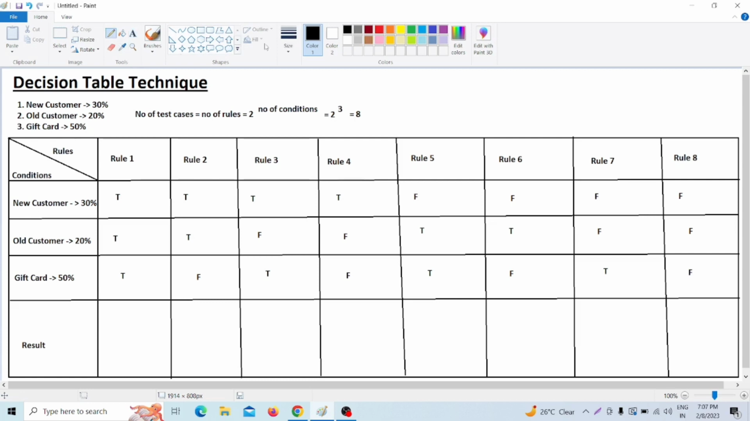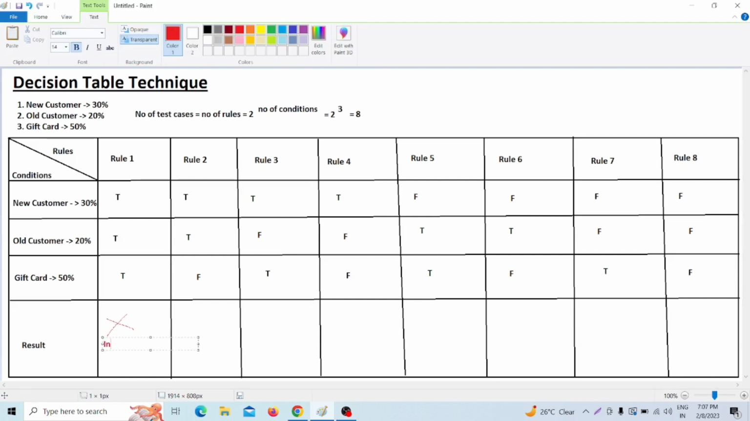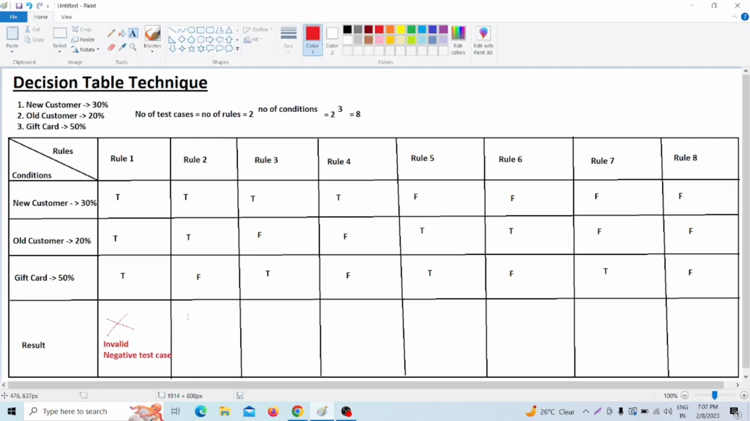So then we will mark it. It will be an invalid case. So that will be invalid. It will not work. That means it is invalid. Or we can say it's a negative test case.